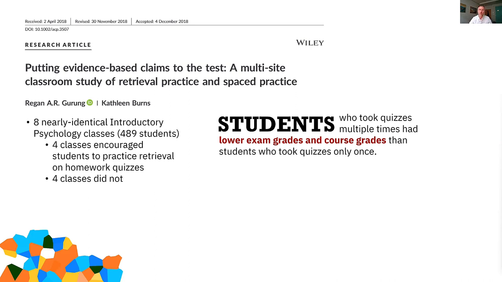They had 4 classes where they were encouraging students to practice retrieval on their homework quizzes. So they were encouraged to do the homework quiz and practice and resubmit, do it multiple times. I think that in some classes, this was actually incentivized. And in 4 classes, they didn't do that. They made the quizzes available, but students could just look at them or whatever. And to Regan Gurung and Kathleen Burns' shock, they found that students who took the quizzes multiple times actually had lower exam grades and course grades than the students who took quizzes only once. So it was true at the group level: the 4 classes where they had students practice retrieval actually had lower performance, and the students who did this more often had lower performance than the students who didn't do it.